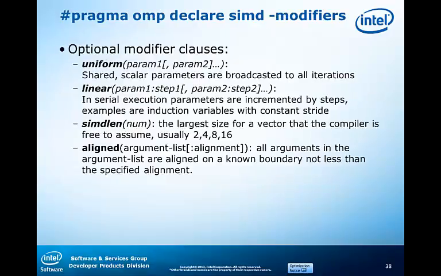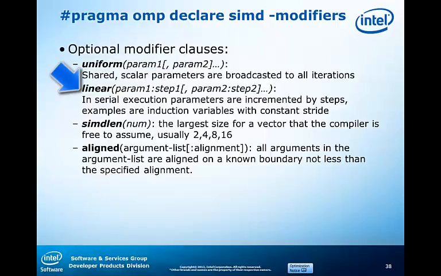Now let's take a look at some of the OpenMP SIMD modifier clauses. The modifiers for #pragma omp declare simd are similar to, but also in some ways distinct from, their #pragma omp simd loop counterparts. The uniform clause indicates a variable, array, or pointer that the developer assures will not be changing once the function is entered. The syntax is uniform, then a list of parameters. Shared scalar parameters are broadcast to all the vector lanes.